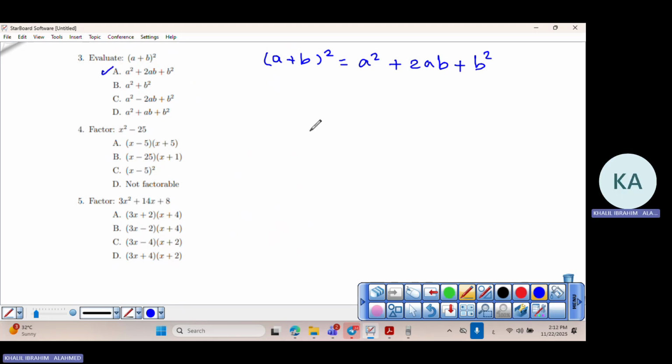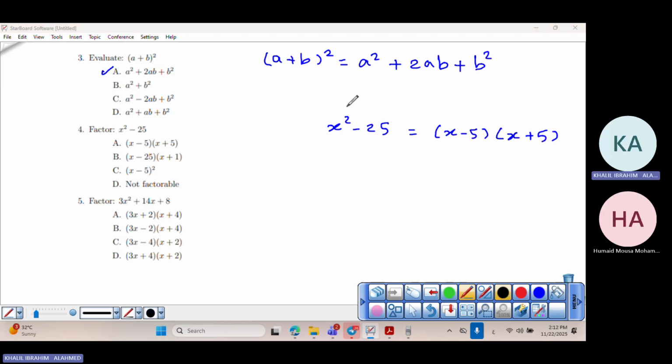Also here, this is x squared minus 25. This equals x minus 5 times x plus 5, because we use this formula: a squared minus b squared equals a minus b times a plus b. Here, how to find this? This is x squared minus 5 squared, since 25 is 5 to the power 2. The same answer, also A.